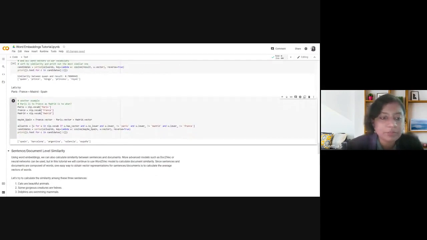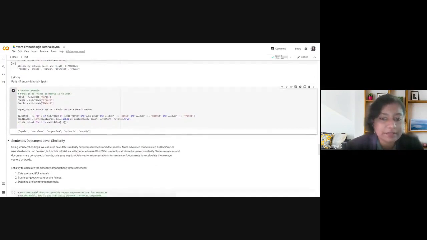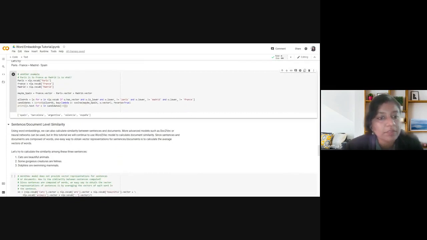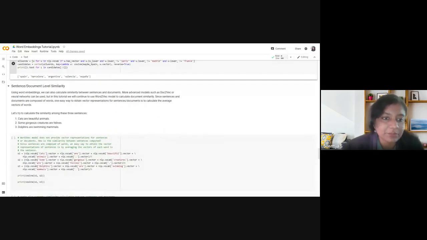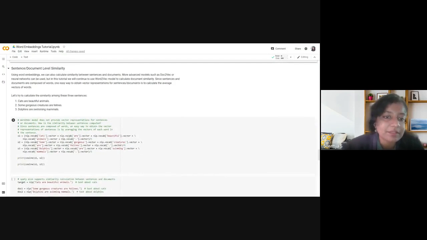Now we come to sentence and document similarity, where we use the word embeddings to calculate similarity between sentences and documents. Of course, you can use Doc2Vec or neural networks, but here we continue to use Word2Vec. So we are going to calculate the similarity between these sentences: cats are beautiful animals, some gorgeous creatures are felines, and dolphins are swimming mammals.